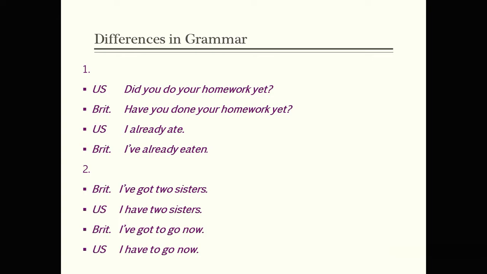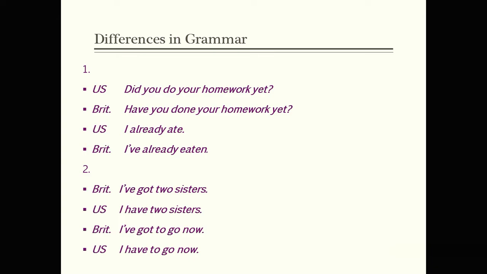Americans use the present perfect tense less than the speakers of British English, and a British teacher might mark wrong some things that an American teacher would say are correct. For example, American English: Did you do your homework yet? British English: Have you done your homework yet? American English: I already ate. British English: I've already eaten.